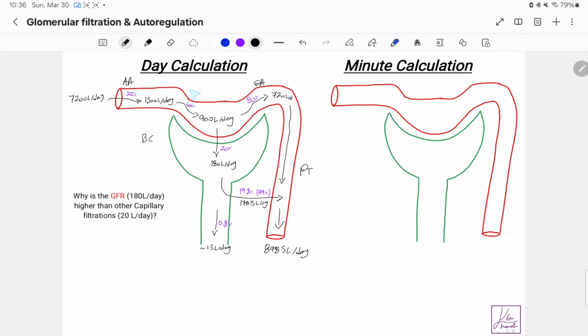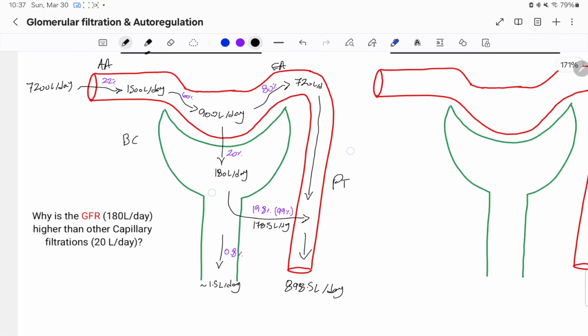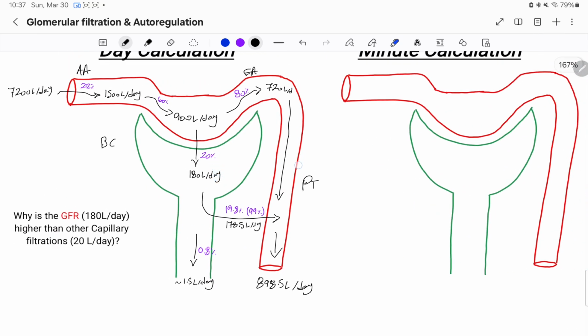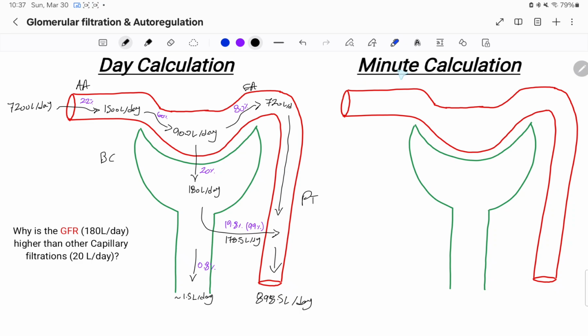All right, this exact calculation, all of the things that we did, we can do with the minute calculation. It's just a numbers change. And by the way, the title of the video is glomerular filtration. Which part do you think is the glomerular filtration here? Well, it's right here. It is the part that we actually filtered from the glomerulus, right? This is the glomerulus. This is the Bowman's capsule, right?